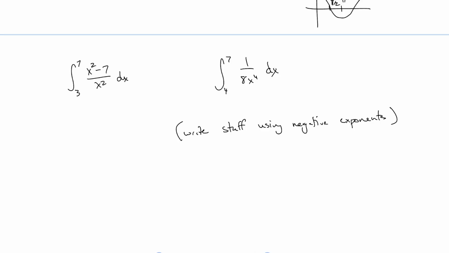When you see something in the bottom like this x squared, you can write it as x to the minus 2. Bring it outside of the denominator. There should be parentheses here. And then you can distribute this, and it'll look like a normal one.